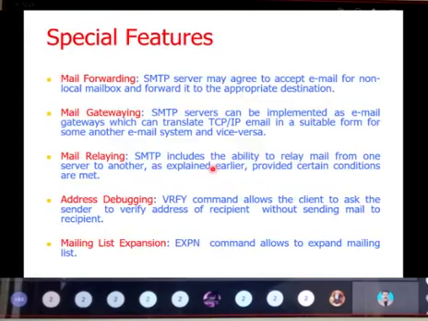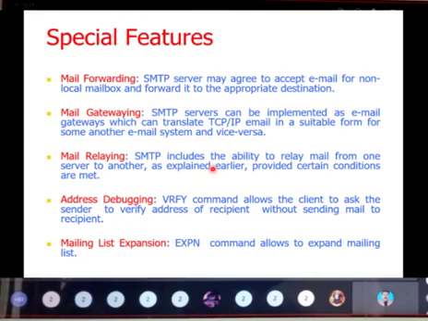Some special features in SMTP are mail forwarding. Mail forwarding means an SMTP server may agree to accept email for a non-local mailbox and forward it to the appropriate destination. Next, mail gateway. SMTP servers can be implemented as email gateways, which can translate the TCP/IP email into a suitable form for another email system and vice versa. That is called mail gatewaying.